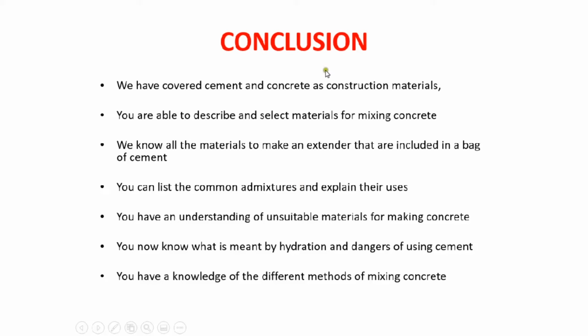The summary or the conclusion of what we have discussed on the above points: we have covered cement and concrete as a construction material. You are able to describe and select the material for mixing concrete. Now we know all the material to make an extender that are included in a bag of cement. You can list the common admixtures and explain their uses. You have an understanding of unsuitable materials that you must not use when you are making concrete.